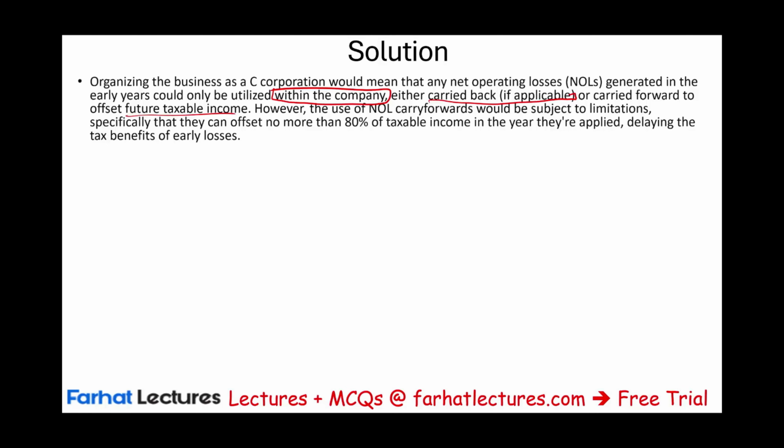It means you're going to get a benefit, but that benefit in the future. It means there's a time value you're going to be losing now. Also, as we mentioned about C corporation, you could only offset up to 80% of your taxable income. So you're delaying that benefit, and when you take it, you're limited.